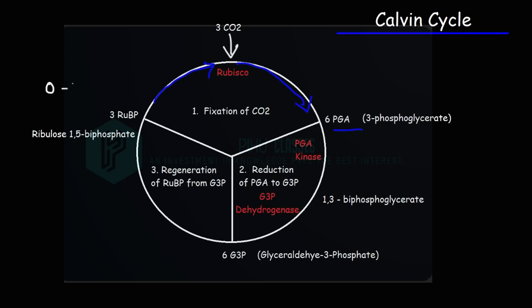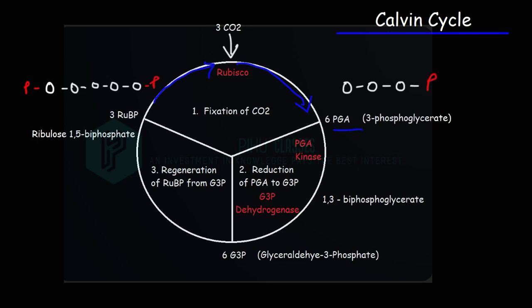RuBP is a molecule with 5 carbon atoms. On carbon 1, we have a phosphate group, and on carbon 5, we have another phosphate group. So that's RuBP. Now there's 3 of them, and they're going to react with 3 CO2 molecules. Now when one molecule of CO2 reacts with one molecule of RuBP, we're going to get initially a 6 carbon molecule, but that's going to be broken up into 2 3 carbon molecules. So PGA is a 3 carbon molecule, and it's going to have 1 phosphate group.